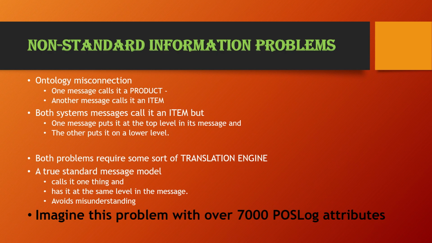And both require some sort of translation engine. The true standard message model calls it one thing, has it in the same level, and avoids misunderstanding. Now imagine this problem with over 7,000 POSLog attributes. That is a massive problem just to connect two systems. And imagine you've got 40 or 50 systems in your retail environment, and that message is insane.